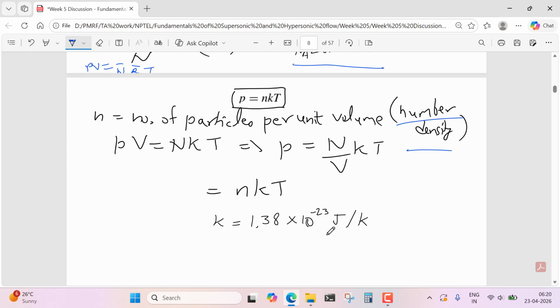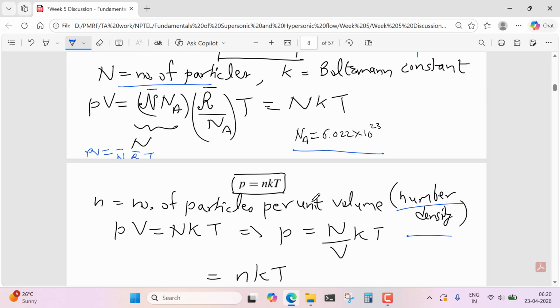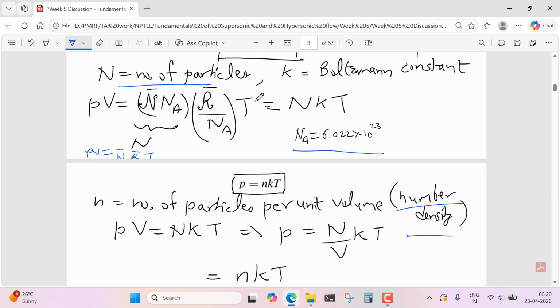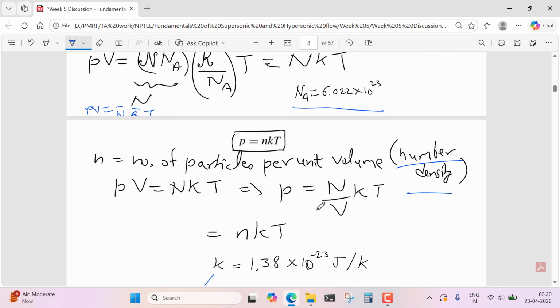One more thing is the value of k, which is the Boltzmann constant. It is given as 1.38 × 10⁻²³. You can also find it as R bar upon N A. The R bar value you know, 8314, and the N A value is 6.022 × 10²³. By simply dividing, you can get this value of k.